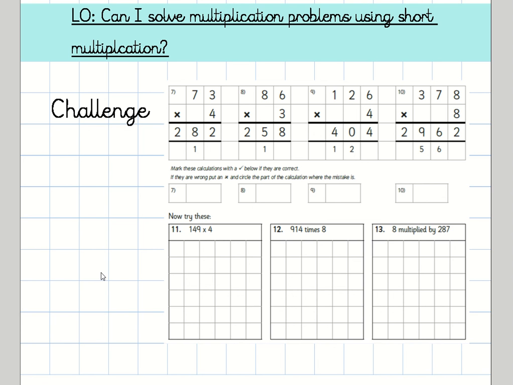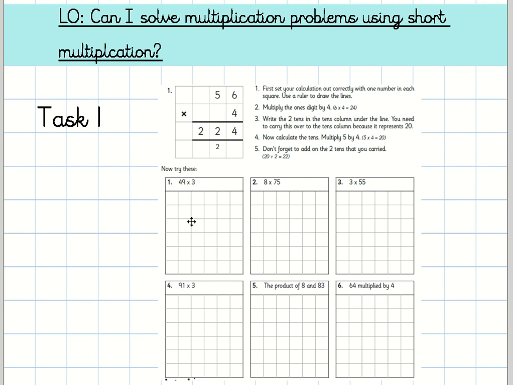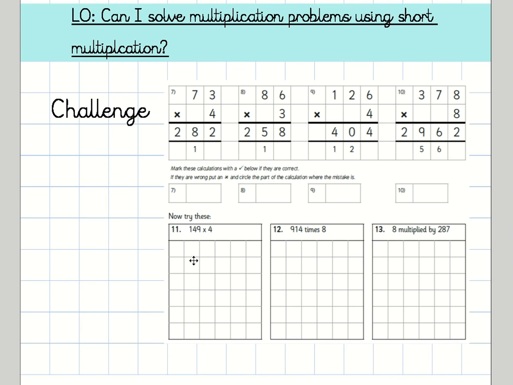And these ones are a little bit trickier because what you'll notice is they've all got a number in their hundreds column. Okay? Whereas in these ones, we're just multiplying a 2-digit number by a 1-digit number. In the challenge, it's getting a little bit harder because you've got a 3-digit number multiplied by a 1-digit number.